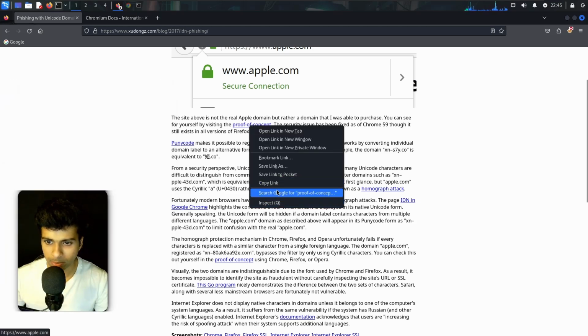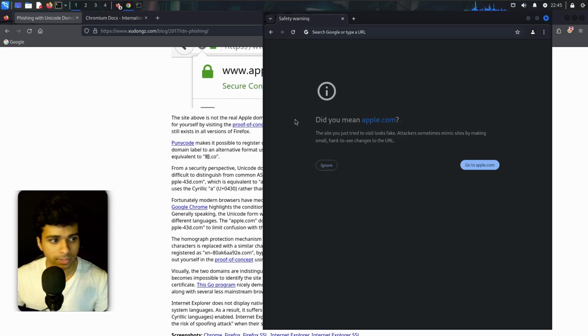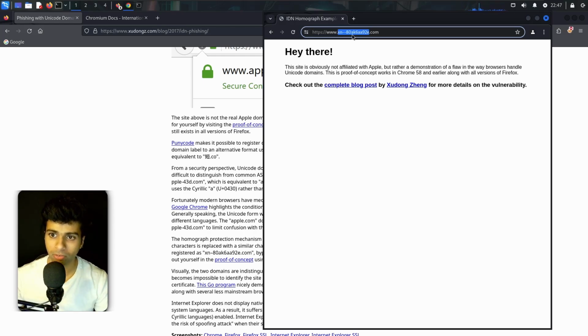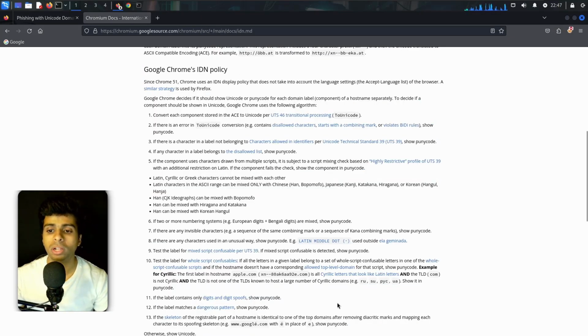So let's try and visit this website from Google Chrome and see what we get. Google Chrome actually gives us a warning stating that this website looks fake, and it seems to point us to the real apple.com domain. If we try visiting the website again and hit ignore, you will see in the address bar that Google Chrome actually renders the Unicode version of the website instead of the ASCII version. So Google Chrome has its own IDN policy, which states all the conditions under which the original Unicode version of the website or the URL will be rendered or shown in the address bar.